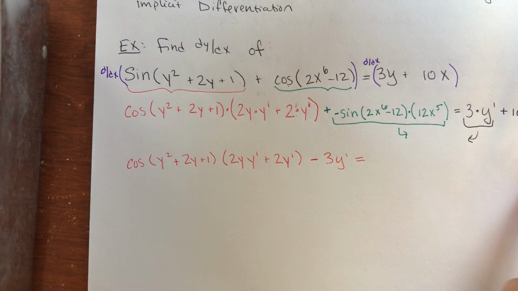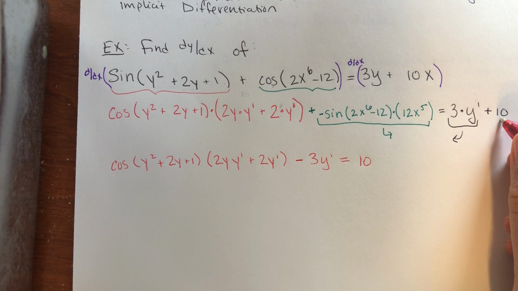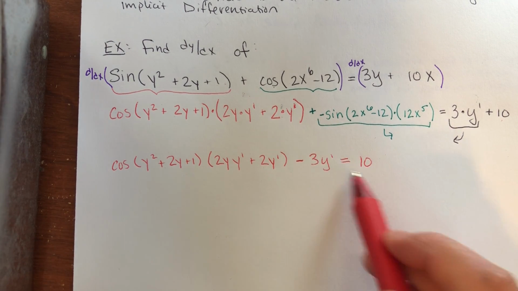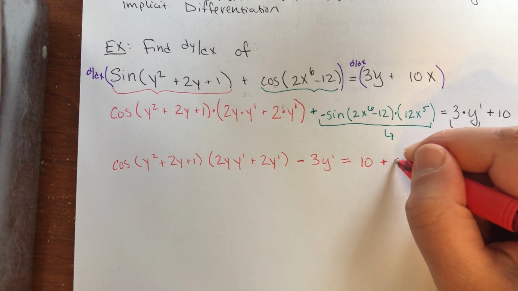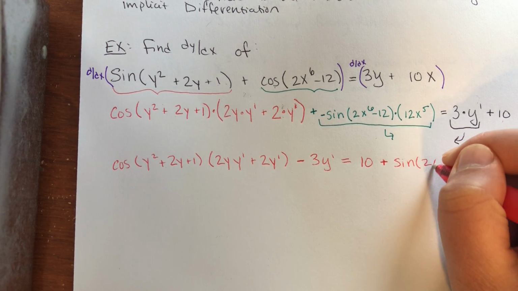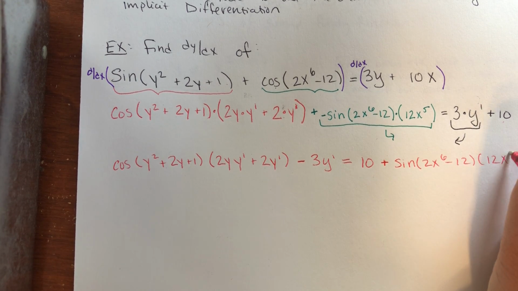And everything else gets moved to the right-hand side of the equation. So we have a 10 already. And we move this negative sign over to the other side. The sign changes and it becomes positive sine of 2x to the 6 minus 12 times 12x to the 5th.